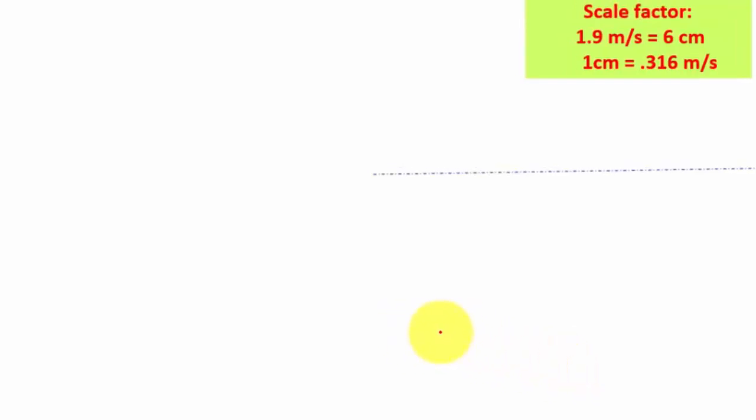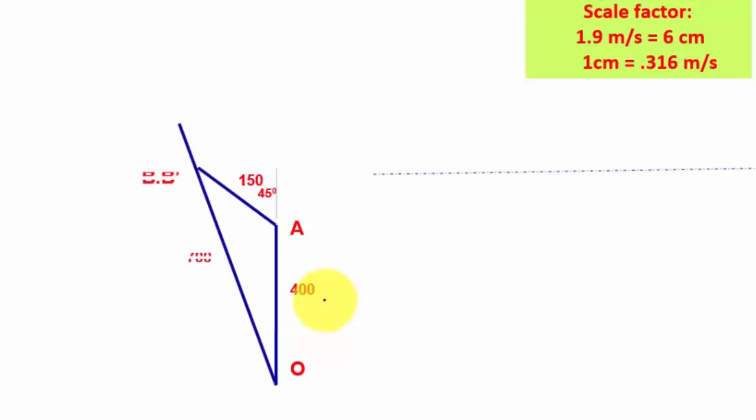So let us start with the configuration diagram. Take an A3 sheet and divide it into 2 halves. First draw a vertical line OA, the length of the line 400 mm. From point A, draw an inclined line which makes 45 degrees from the vertical line. So this is point B. So this is point A. So AB is 150 mm. Then from point O, draw an inclined line which passes through point B. So this is B dash.